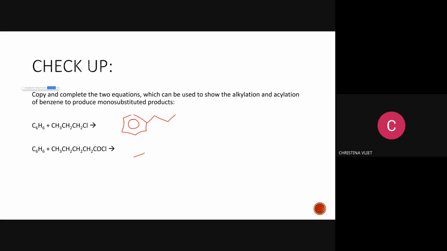And this one? How many carbons? 5. And if I wanted to change the top one to benzoic acid, how could I do it? Hot alkaline KMnO4, step 1. Step 2, dilute acid.